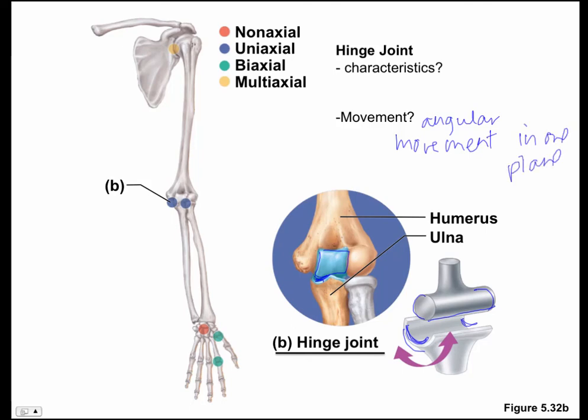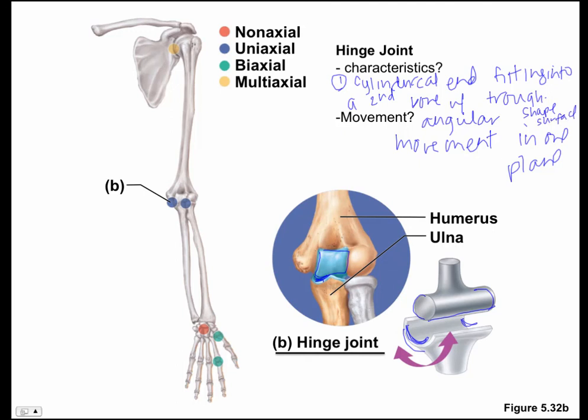And once again, it's characterized by one bone having a cylindrical end fitting into a second bone with a trough-shaped surface. Okay, so that's number 1.